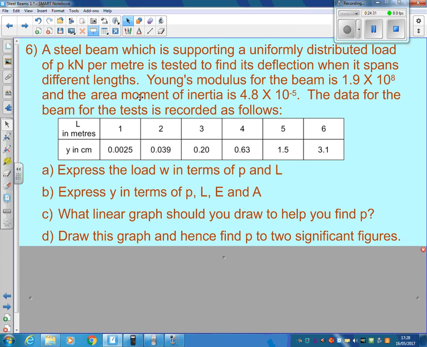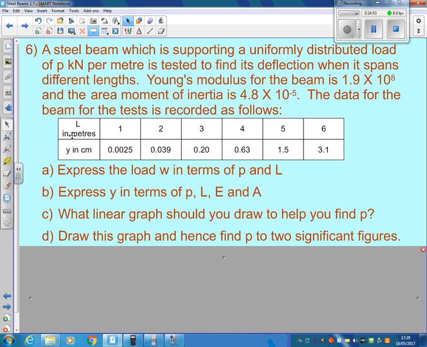Next one. Steel beams supported uniformly. And this time you're told the load is P kilonewtons per meter. So again, it's P for each meter. It's tested to find its deflection when it's spanning different lengths. You're told Young's modulus, you're told the area moment of inertia, and you're given some data.